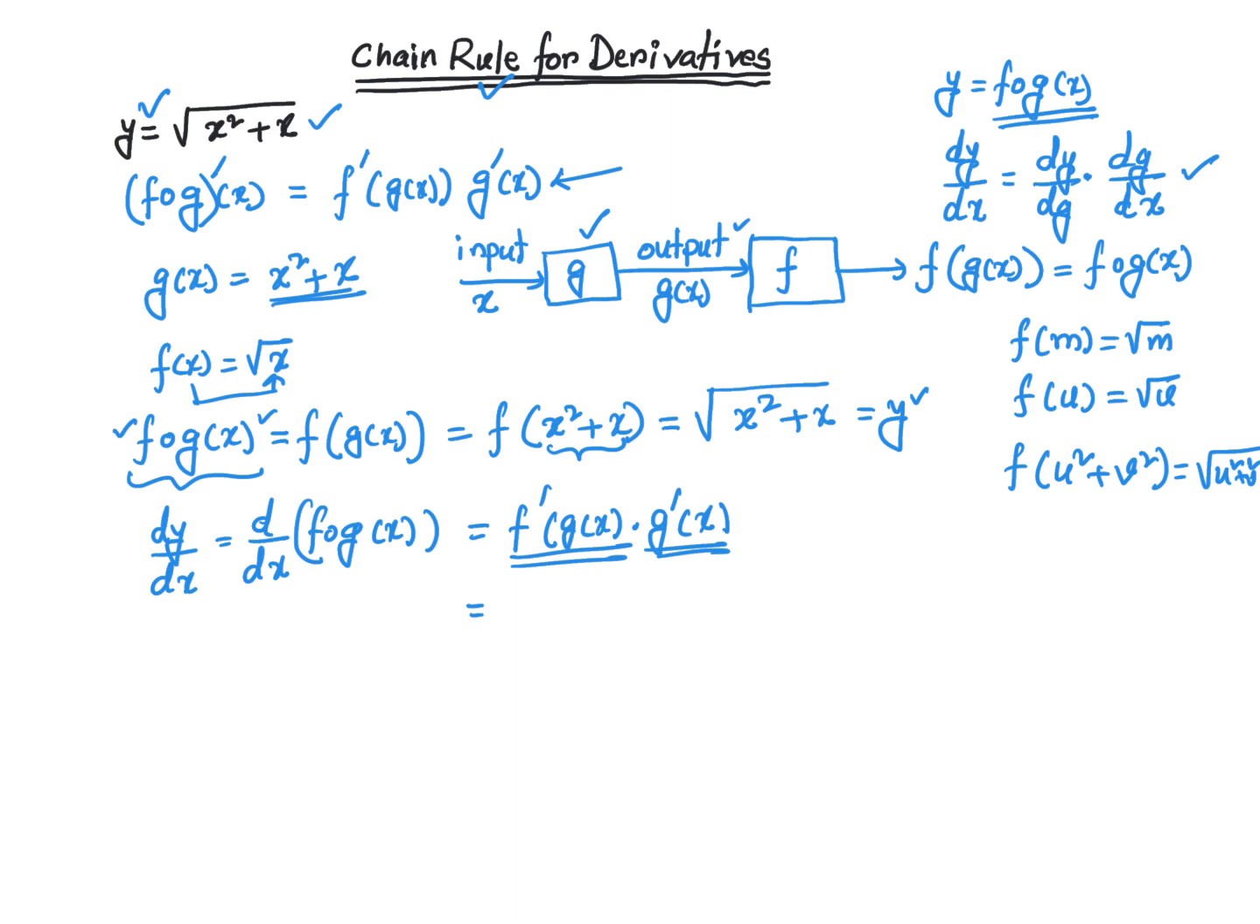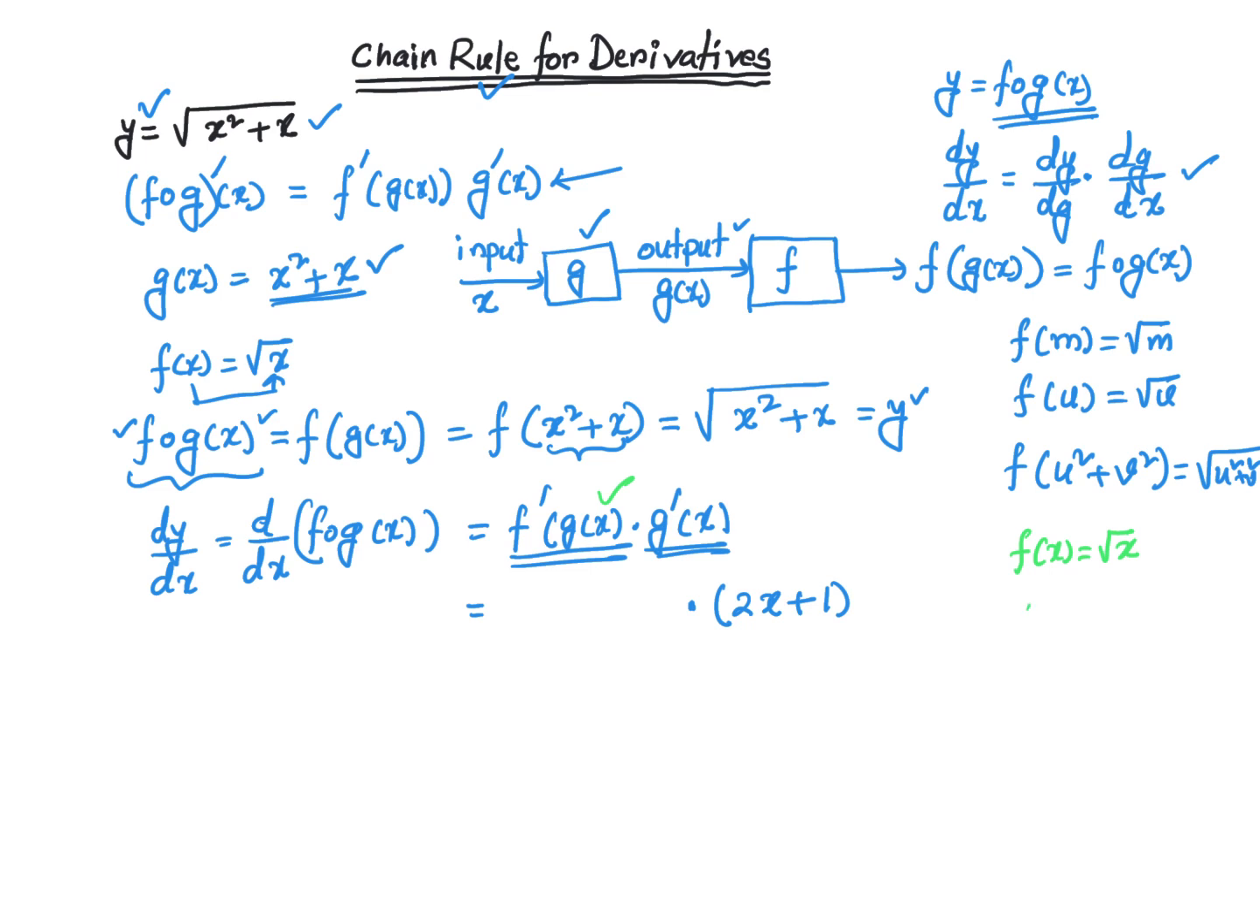g prime of x is very easy. That's the derivative of x squared plus x. You know the derivative of x squared is 2x, plus the derivative of x, which is 1. That's fine. However, this is the more interesting part. Here, you have to treat f as if it's taking one input, and as if that input is nothing but x. So my original f of x is square root of x, right?